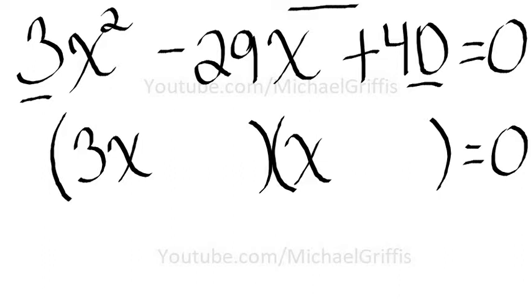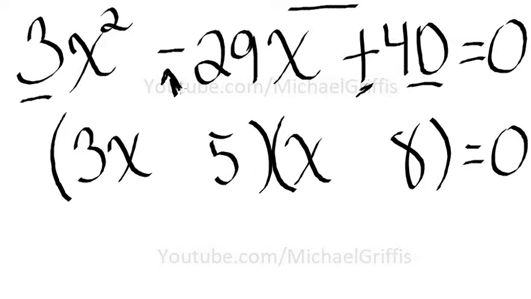Let's think here. 8 and 5 is 40. Let's see, what was it again? It was 4 and 10, 2 and 20. I think that's it. Let's see, what did I say? 8 and 5? I don't know, let's try it. Now, take notice, this is a plus sign here. So they're either both positive or they're both negative. But we have a minus 29x here, which means that one of these is going to have to be a negative.